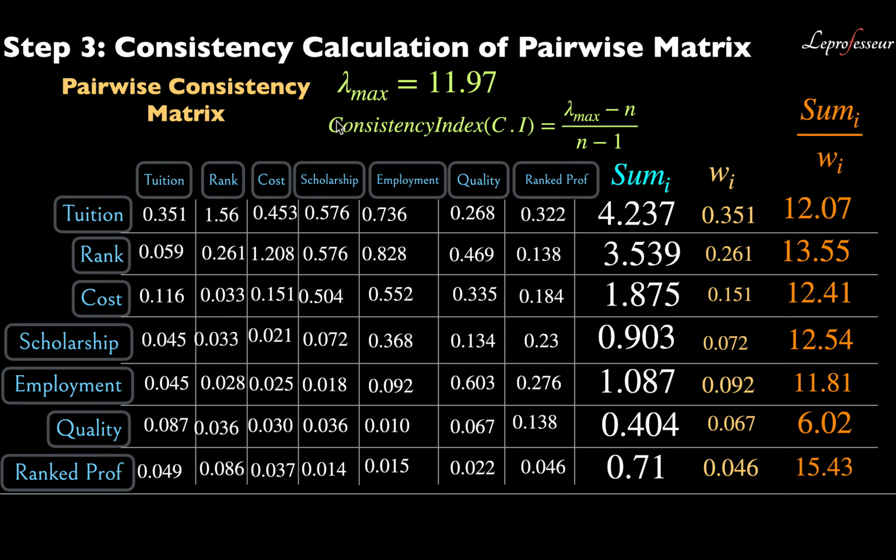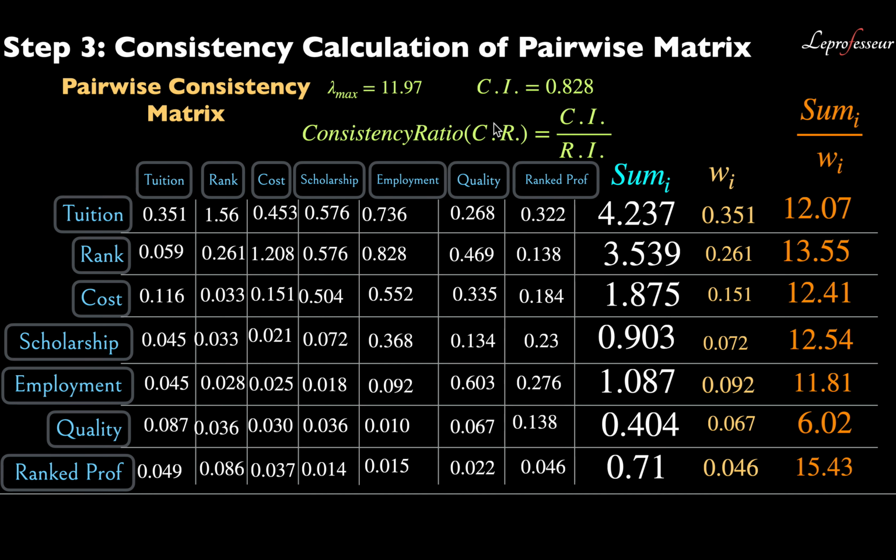Consistency index, now I'm going to be calculating for this matrix. The consistency index is lambda max minus n, divided by n minus 1. Here n is the number of attributes. Calculating further, 11.97, the value of lambda max, minus 7, divided by 7 minus 1, comes down to 0.828. This is the consistency index of the matrix.